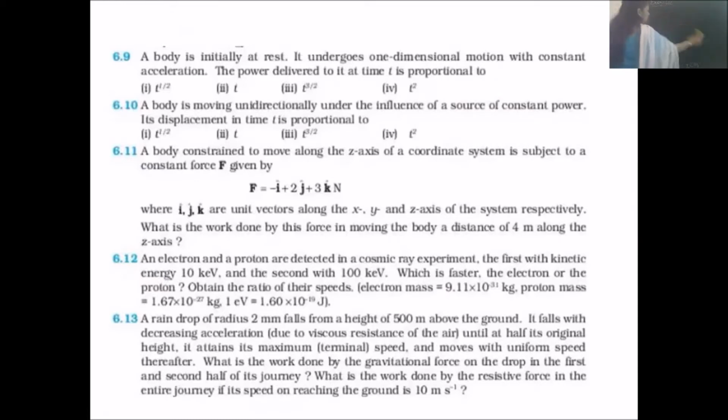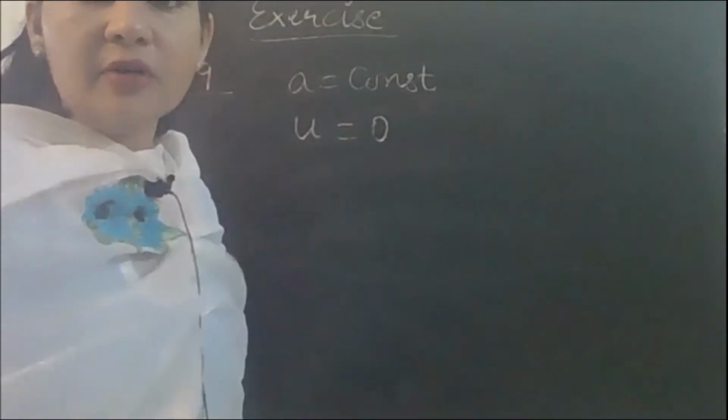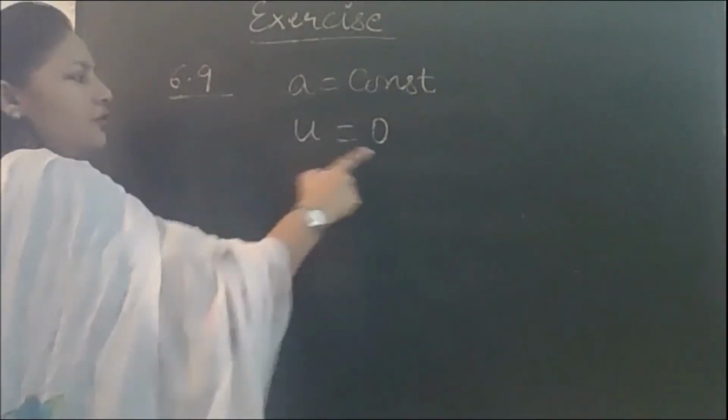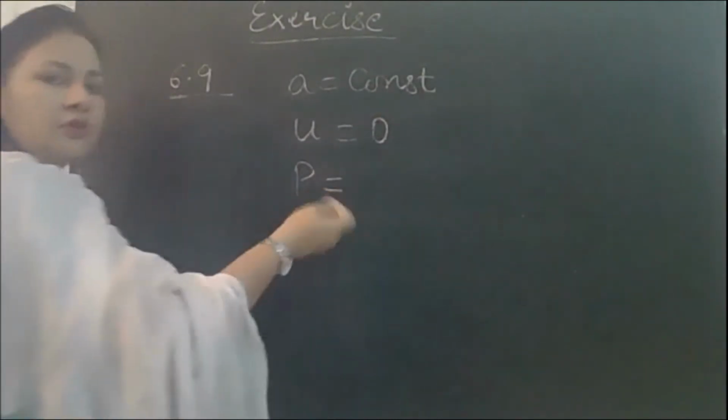So question number 6.9. Acceleration is constant. It starts from rest, means u is 0, right? The power delivered to it at time t is proportional to what? We are to find power is proportional to what power of time? What is the dependence of power on time? Let us solve this. So acceleration is constant and u is 0. Power we have to find.